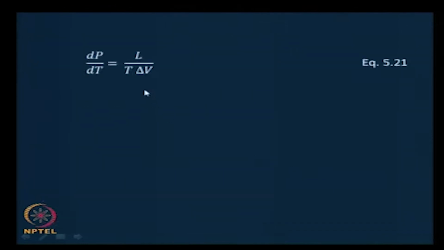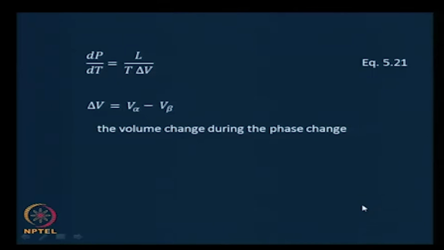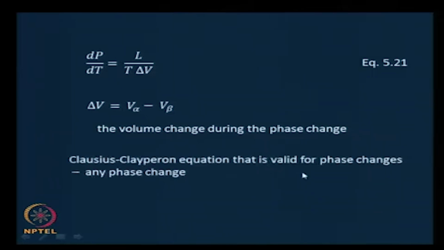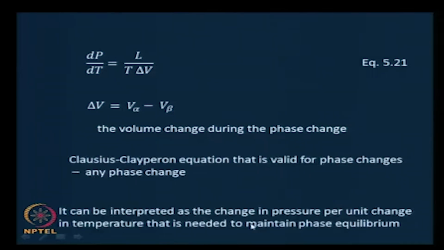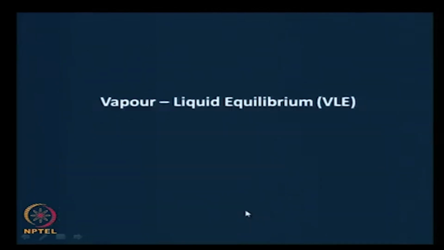And this was our Clausius-Clapeyron equation, which is valid for phase changes. dP/dT equals L, the latent heat for the phase change, divided by the temperature at which the phase change is occurring times the change in the molar volume of the two phases. It is valid for any phase change and it can be interpreted as the change in pressure per unit change in temperature that is needed to maintain phase equilibrium.